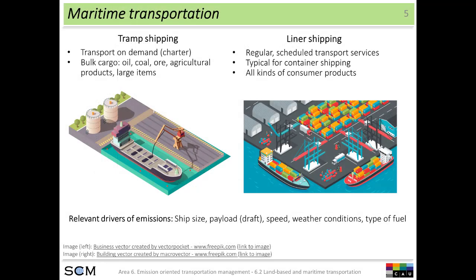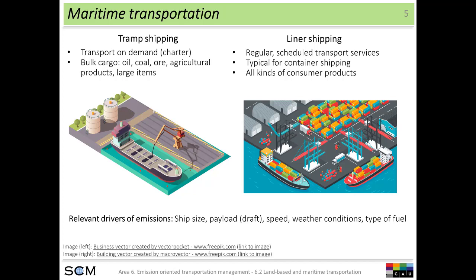Slide 5 brings us to the maritime transportation. In maritime transportation, we have different modes of transport. One is tramp shipping, the other one is liner shipping. Tramp shipping means that a shipper who wants to send an amount of cargo charters a ship, and this ship transports this cargo on demand. This mode of transportation is very typical for bulk cargo, such as oil, coal, or agricultural products or large items.